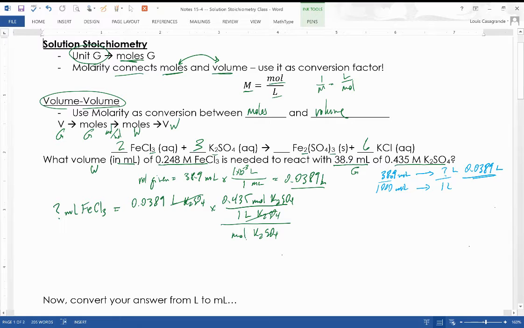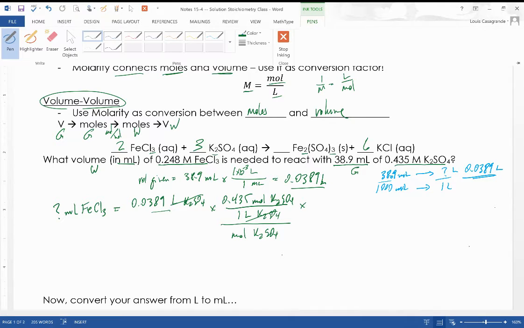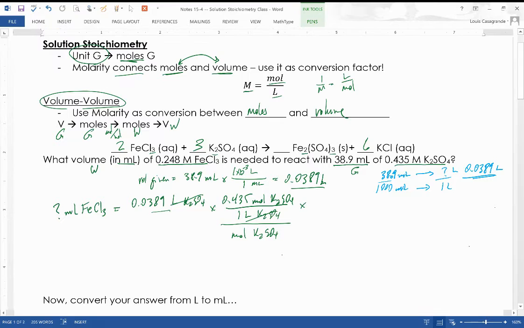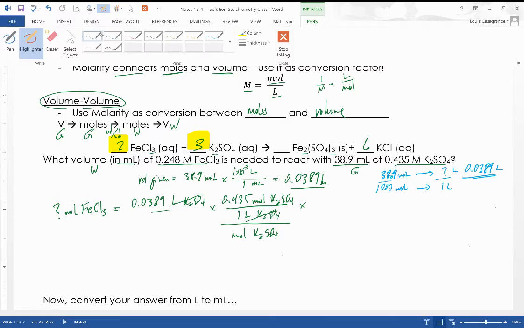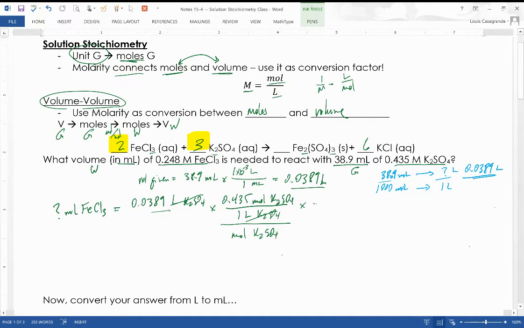Just like we had before, we're taking the volume, the 0.389 liters, and multiplying it by the molarity, which gets the moles. But we don't want to stop there, so we're going to continue with our calculation. Up above we have 2 moles of FeCl3 and 3 moles of K2SO4, so let's bring those down as our mole to mole ratio. We want the K2SO4 in the denominator, and that's the 3 moles, and we're going to put the 2 moles of the FeCl3 up on top, canceling out the units of the K2SO4.